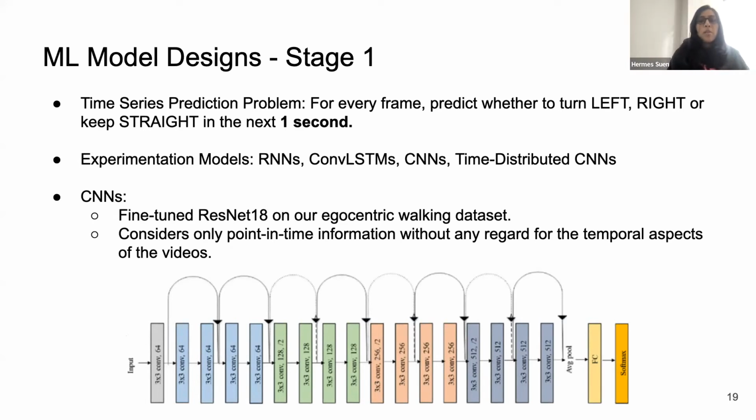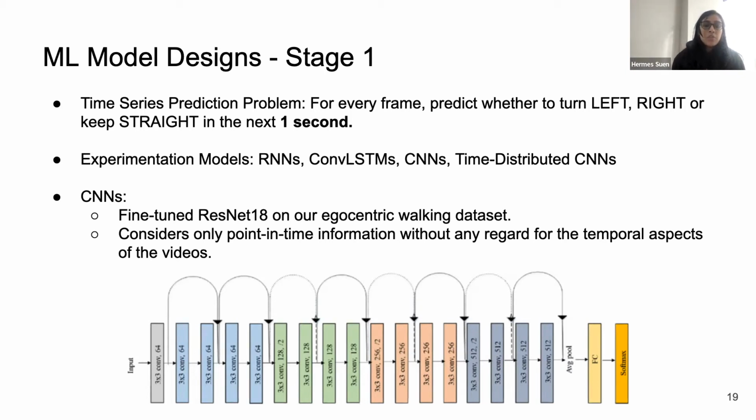We now go over the ML models that we used for our prediction task. Essentially, our problem can be put forth as a time series prediction problem, where for every frame, we predict a label, which is to take a turn either left, right, or go straight in the next 1 second. We experimented with multiple models this semester. Last year's Capstone team had conducted a POC based on time distributed CNNs. This semester we experimented with RNNs, ConvLSTMs, and CNNs. Out of all these models, we found CNNs and ConvLSTMs to be the most promising. Hence, we'll be describing these two architectures here.